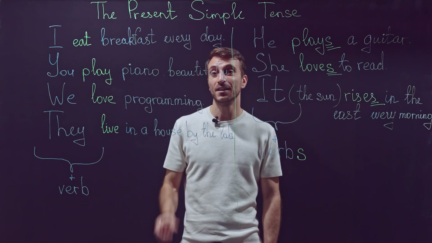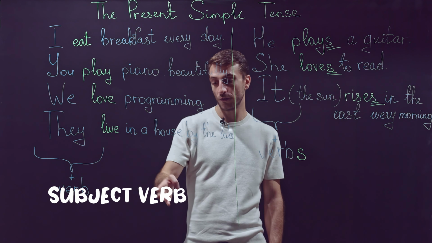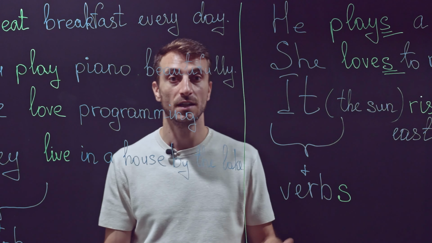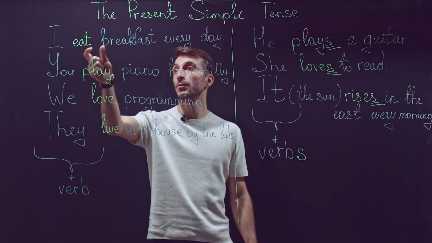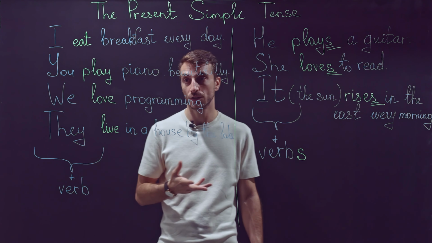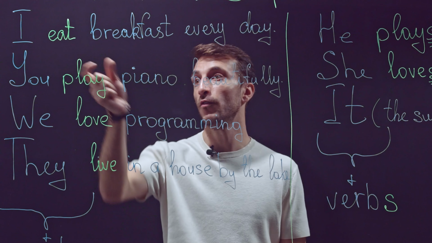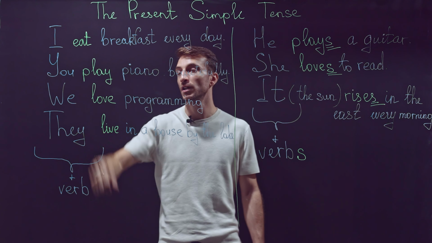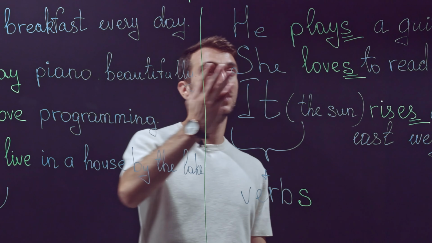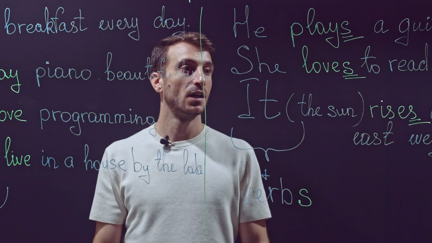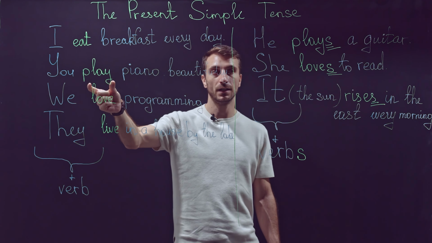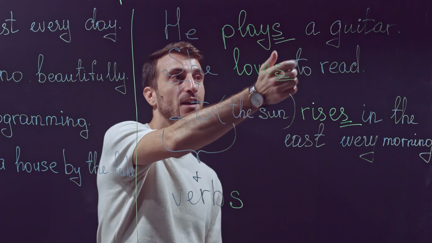I would like to take a closer look at subject-verb agreement when using different pronouns with the present simple tense. In English, the verb form changes based on the pronoun used as a subject. It's all about making sure the verb matches the subject in terms of number and person, just like we have in our examples. Let's say you play piano beautifully. You play. He plays a guitar.